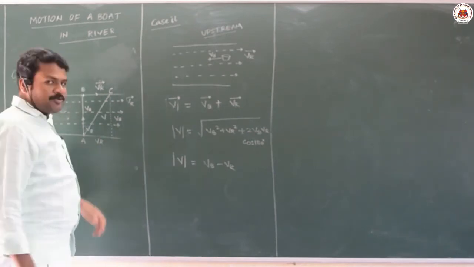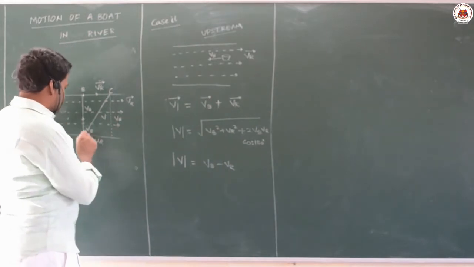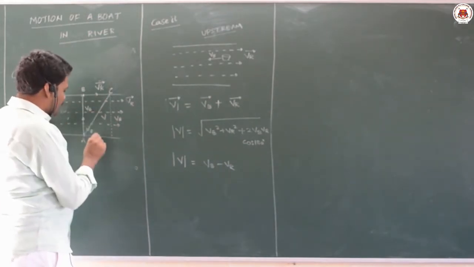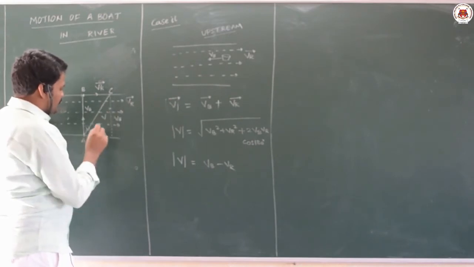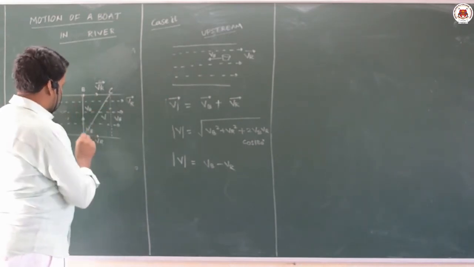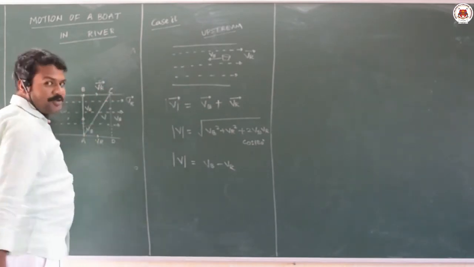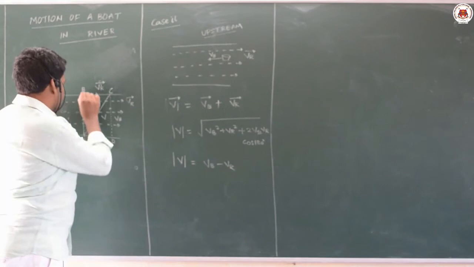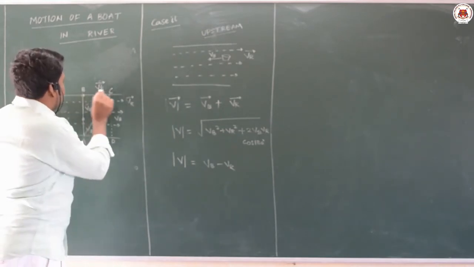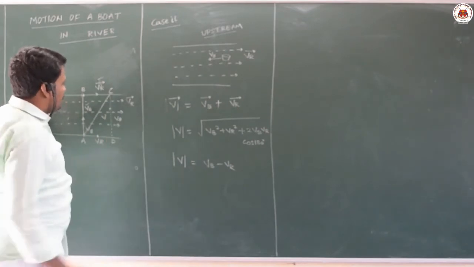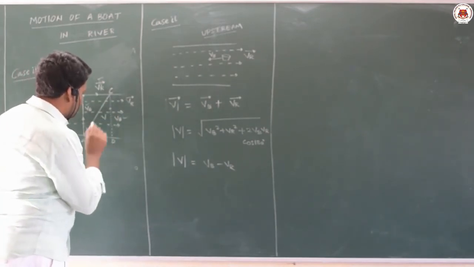Now, again go back to your parallelogram law of vectors. You can see here two vectors Vb and Vr. This is a parallelogram now. A, B, C, this you take it as D. ABCD is a parallelogram. AB represents velocity of boat, BC represents velocity of river, CD represents velocity of boat, AD represents velocity of river.